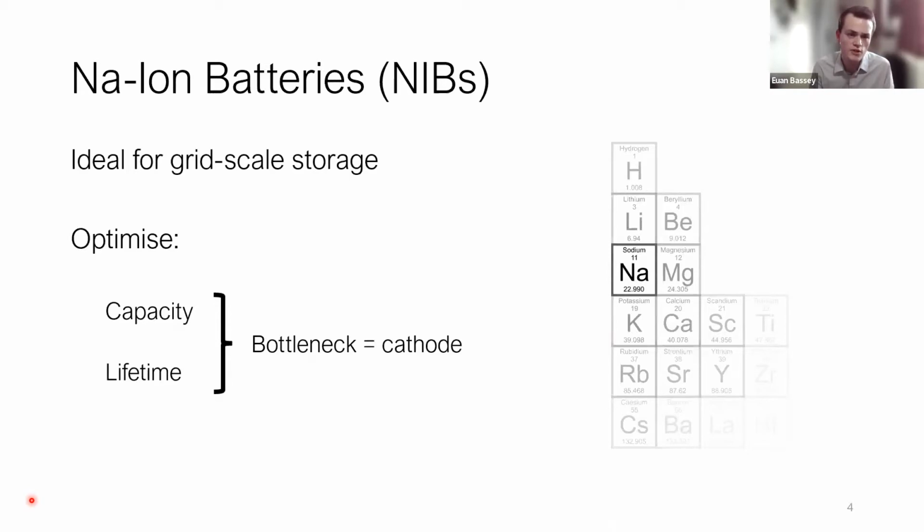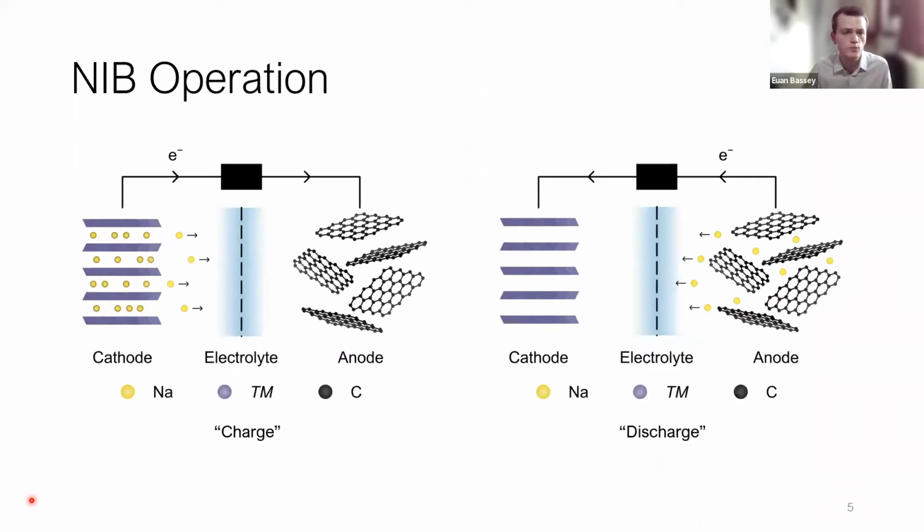And in sodium-ion batteries, what we're trying to optimize are two parameters, really. It's the capacity of the material, so this is how much energy you can get out, and also the lifetime of the battery, so how many times you can cycle it over and over and over again. And it turns out that really the bottleneck to both of these things is the cathode material. And we're going to be looking at that in just a little bit more detail. Before we do, just a very brief recap of how sodium-ion batteries work.